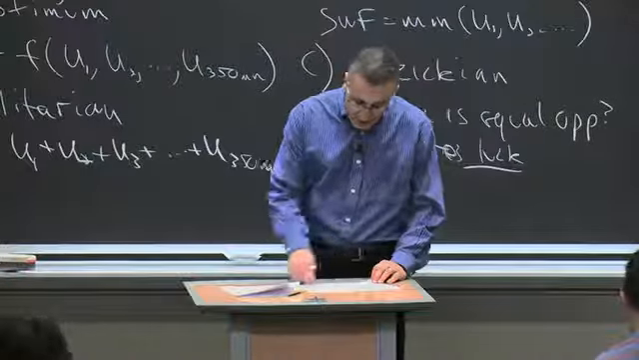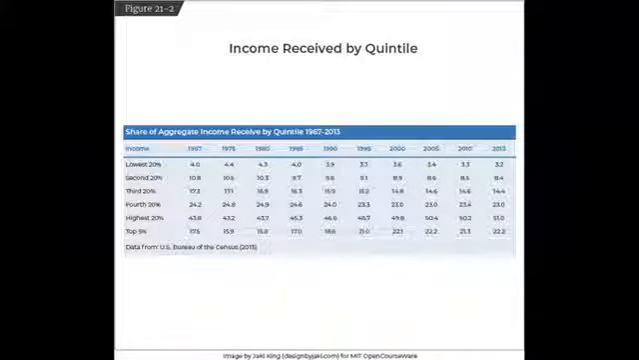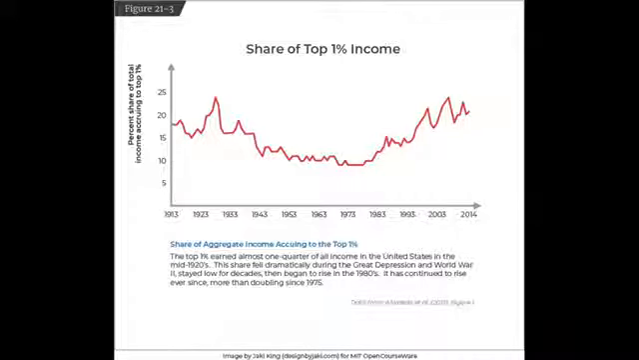Okay, and I'm sorry, and then the last row is the share of the top 5%. This is particularly striking. In fact, go to the next page. This is a graph of the share of the top 1% of income holders in America. So this is the share of income held by the 1% richest Americans.